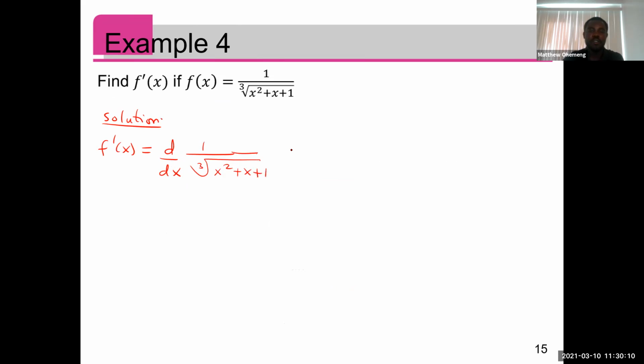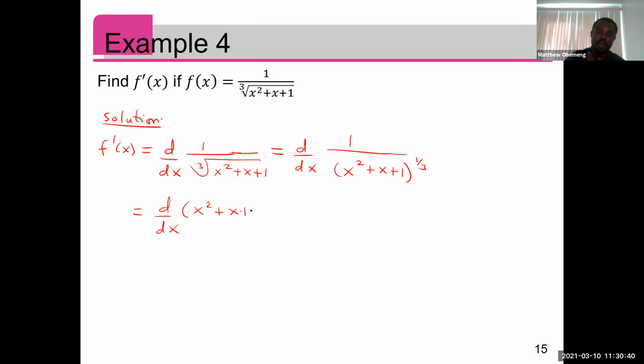Okay. So now for this one, it looks like a quotient. So we can perhaps employ the quotient rule. That will work all the same. But a much easier route would be to rewrite this expression. You know that a cube root is the same as the power 1 over 3, so this is 1 over that. And then still we can do more, right? Now that one is the same as (s squared plus x plus 1) all to the power negative 1 over 3.